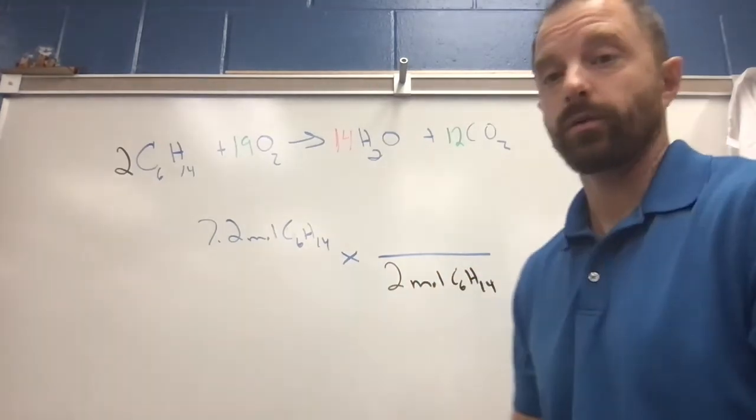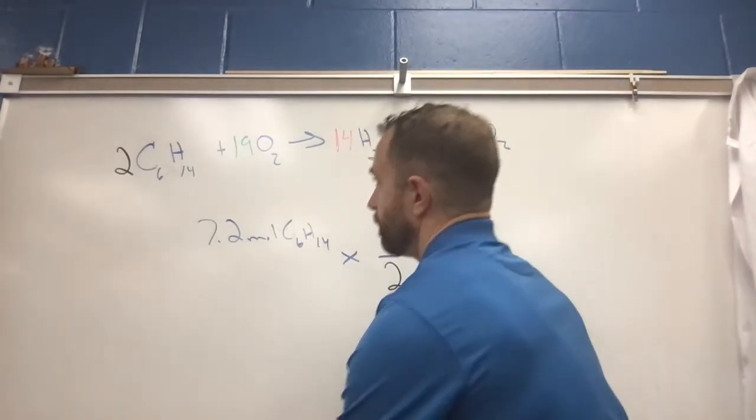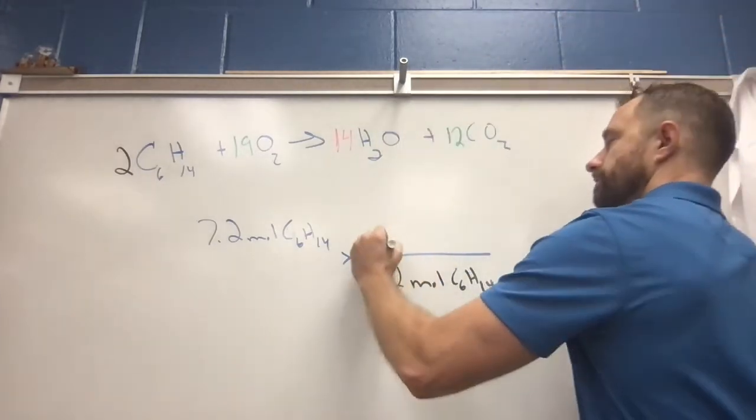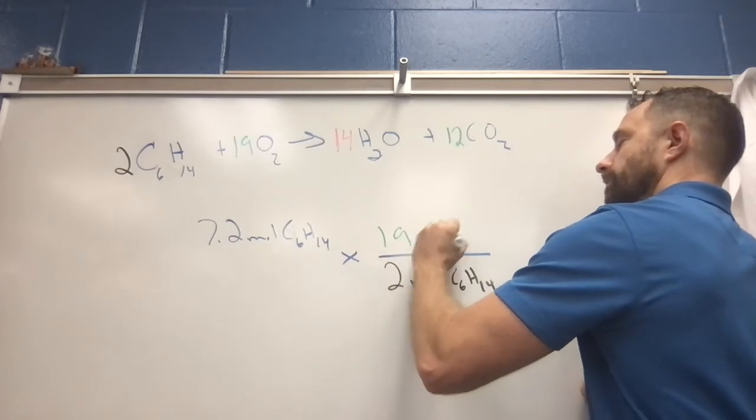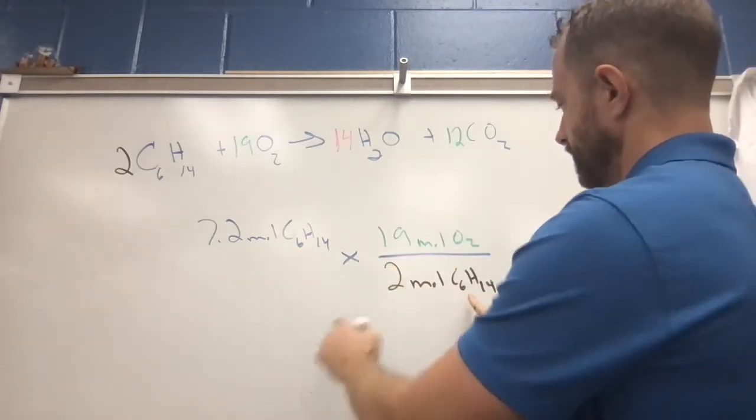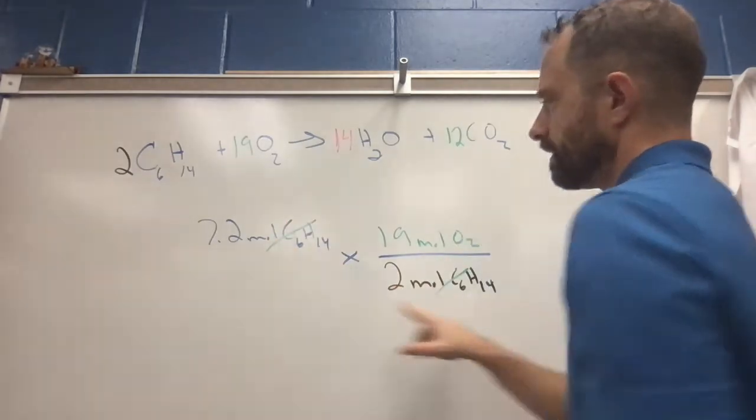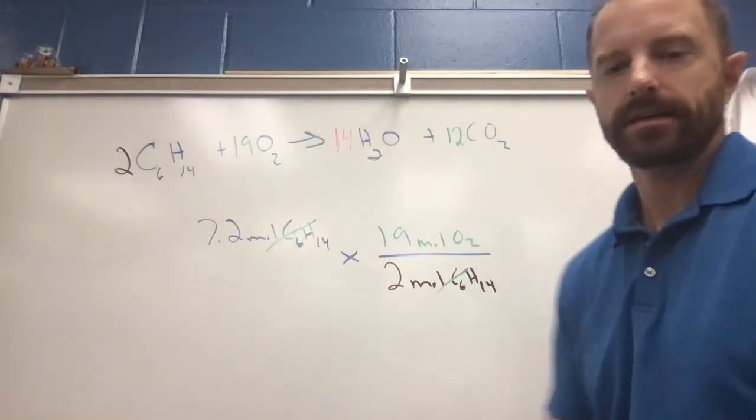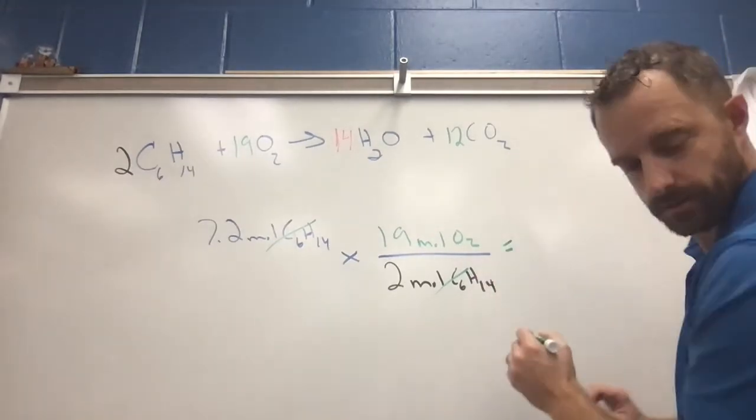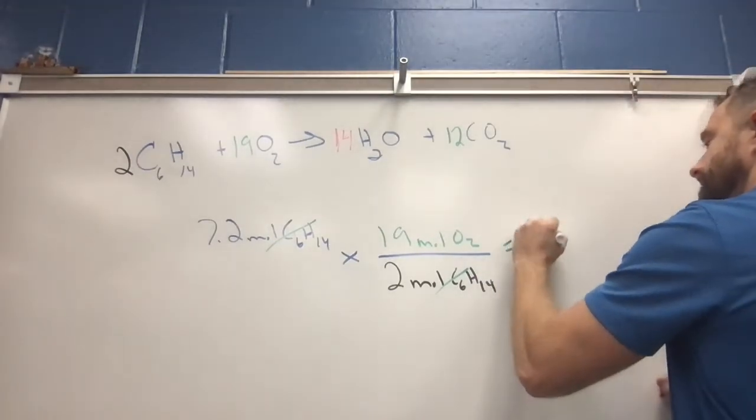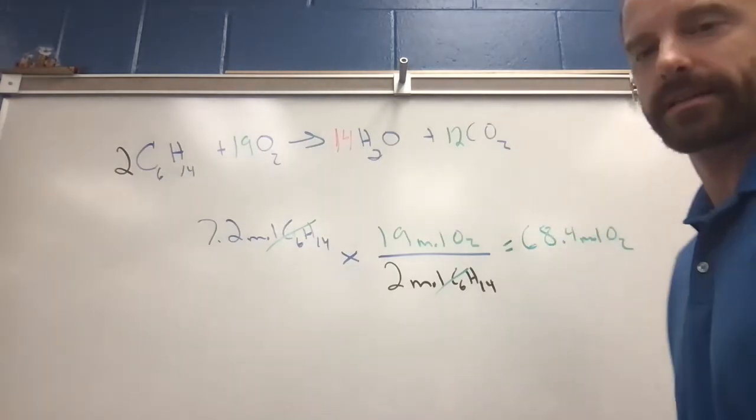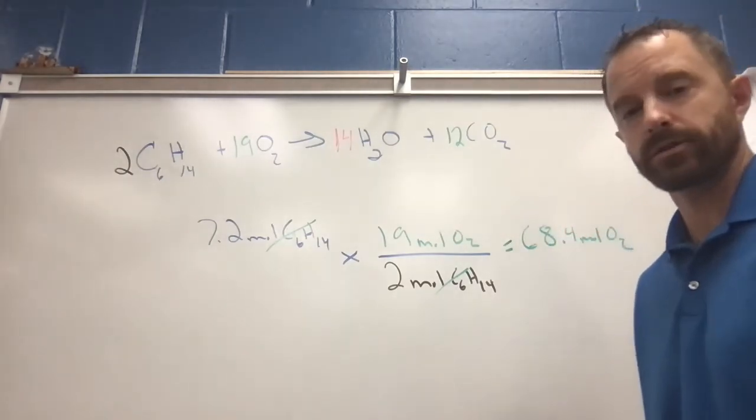And then whatever I want to go to. So let's say the problem asked me about how much oxygen. The words around that would be how much oxygen would I use? So then I put 19 moles of oxygen right here. So we say, well, our 7.2 moles of hexane cancel out with our 2 moles of hexane. So 7.2 times 19 divided by 2. So that's 68.4 moles of oxygen.